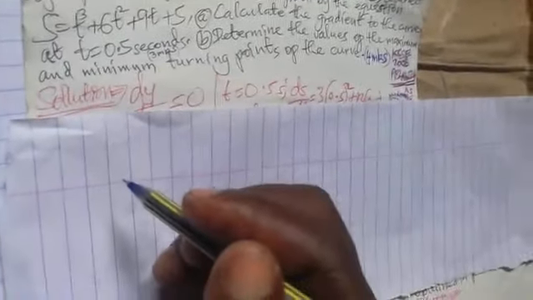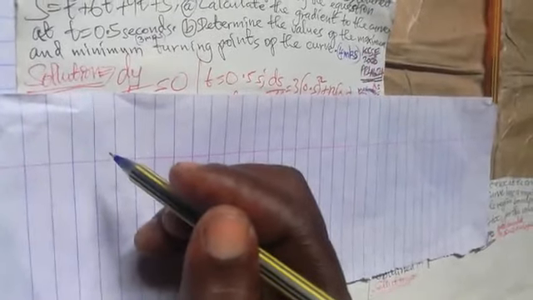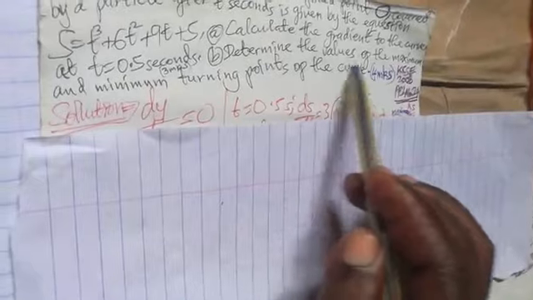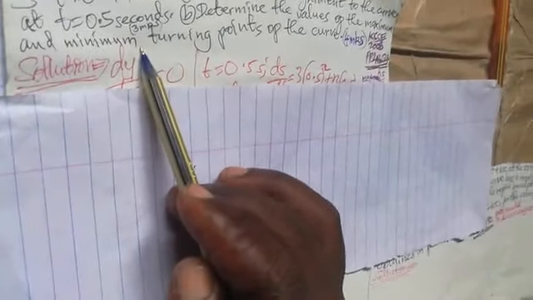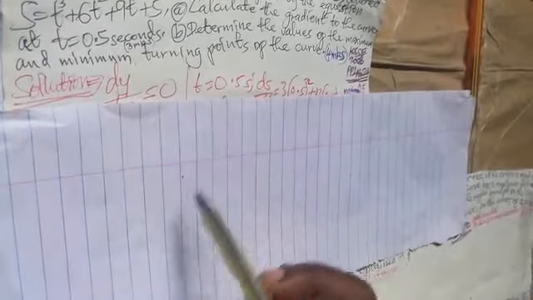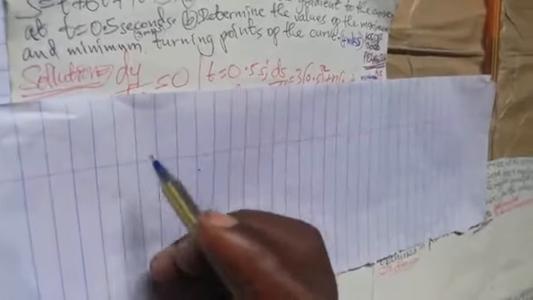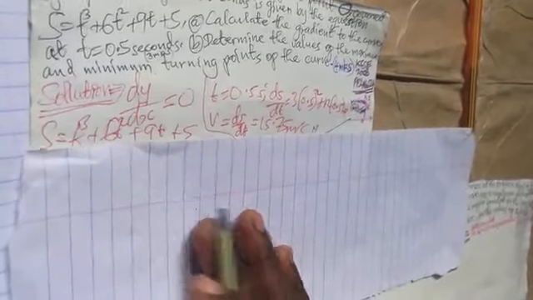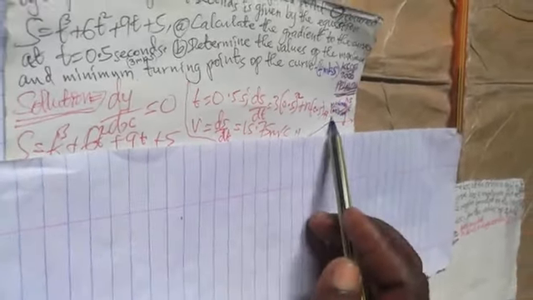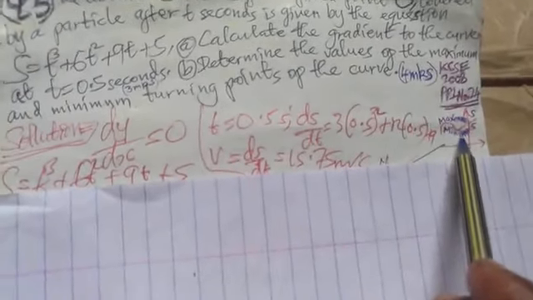It asks for the maxima. Determine the values of the maxima and minima. We have solved for maxima, now we are solving for minima. But remember, there is a sketch diagram for the whole information. This is the sketch diagram for the whole information.